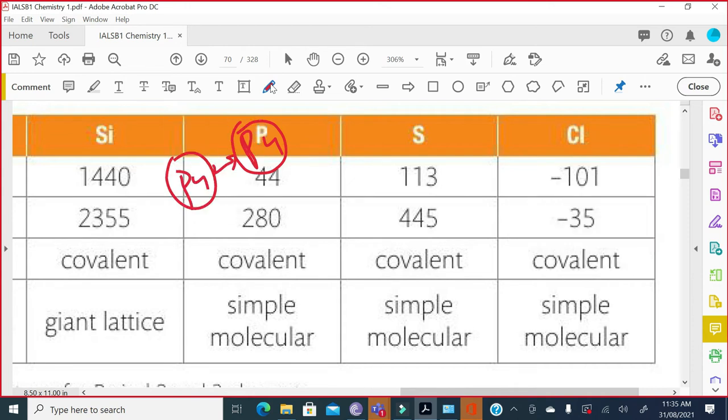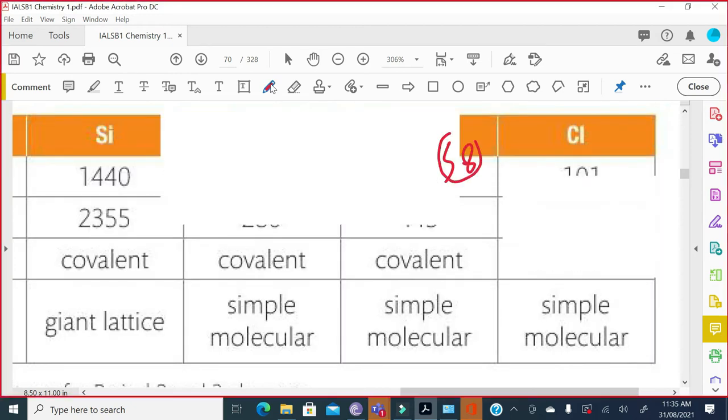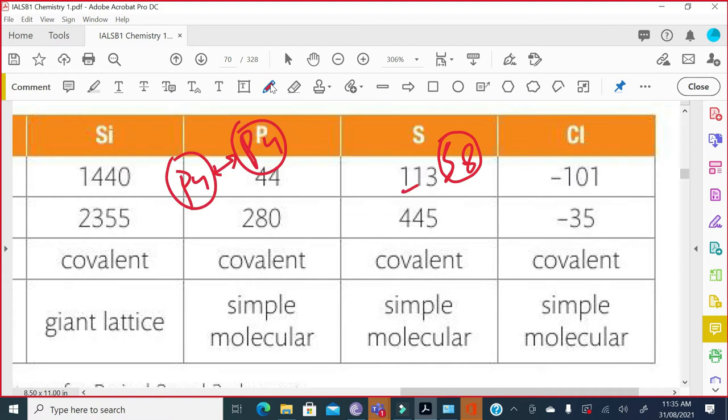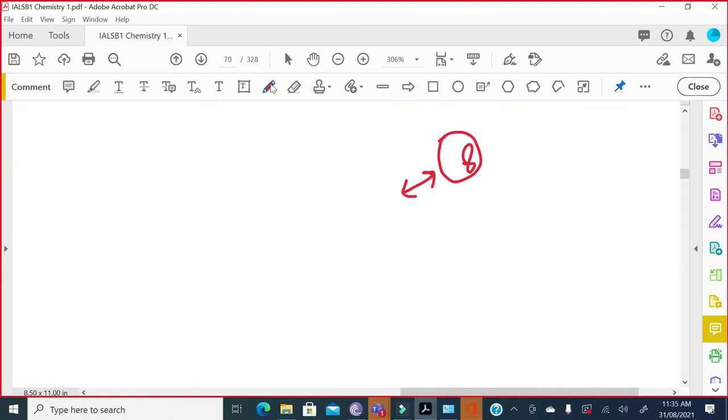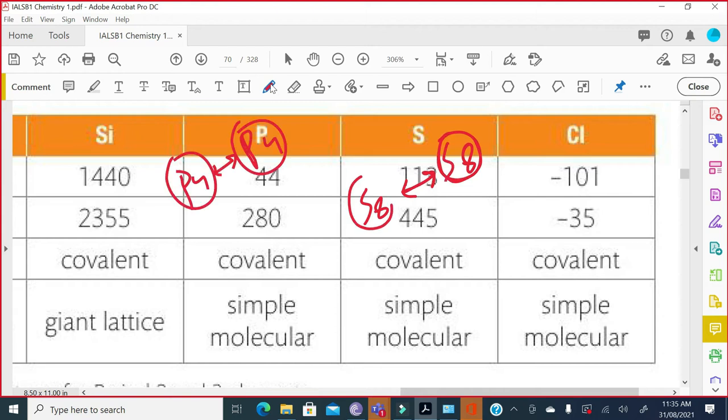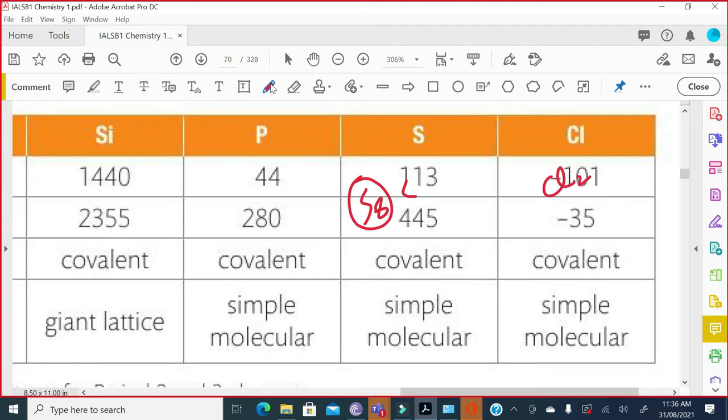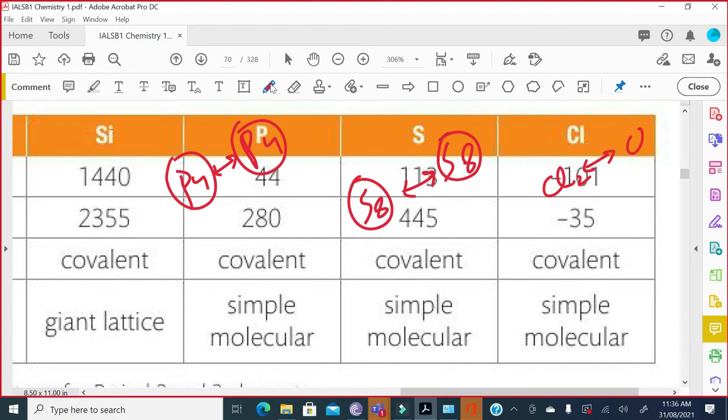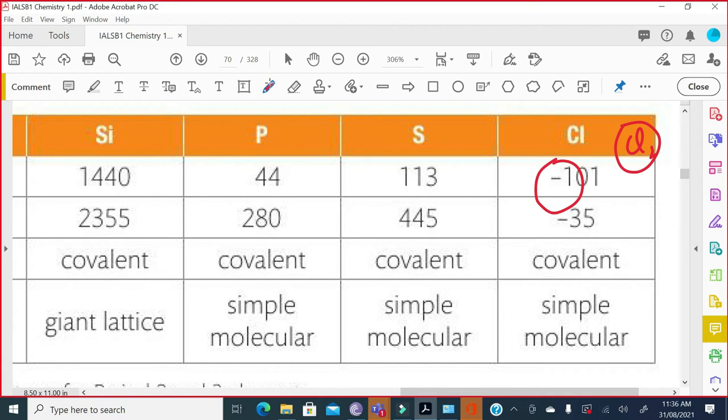Sulfur is existing as S8, one molecule. So we will see the force of attraction between one S8 and another S8. And chlorine is existing as Cl2, one Cl2 with another Cl2. We'll see this force of attraction as well. Are you with me?